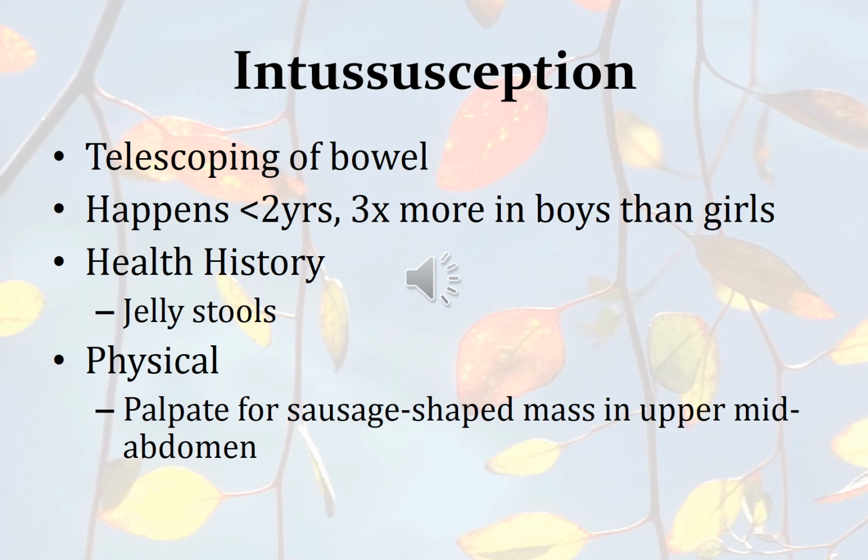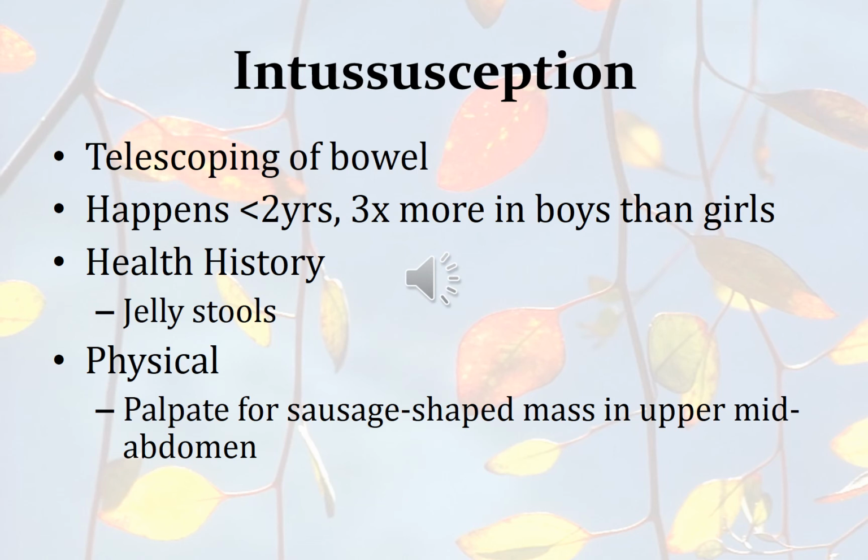History when the parents bring them in is that the child is having, again, severe abdominal pain, vomiting, diarrhea, and may have some crampy abdominal pain. Again, that would be hard to differentiate in these little kids, but because of all the vomiting and diarrhea, they're usually very lethargic. And then the key health history piece here is they have jelly-like stools, so that's key.